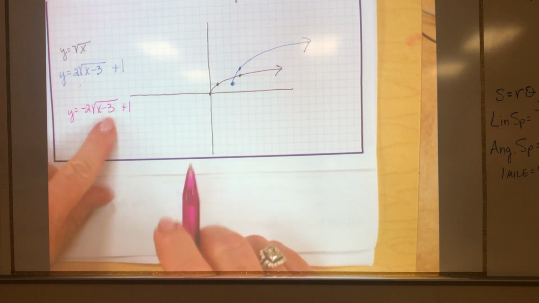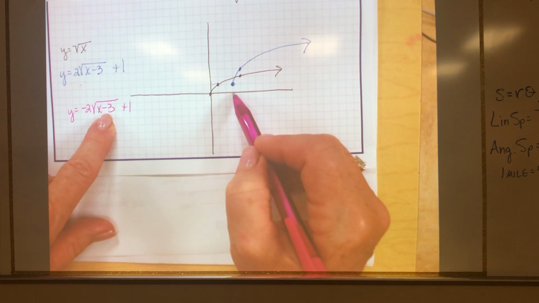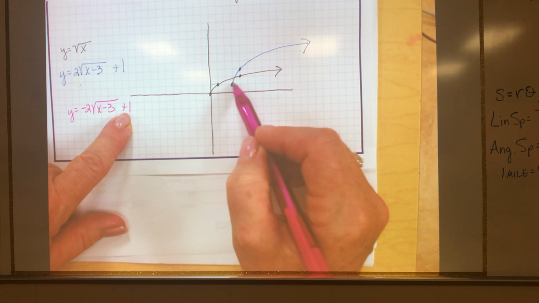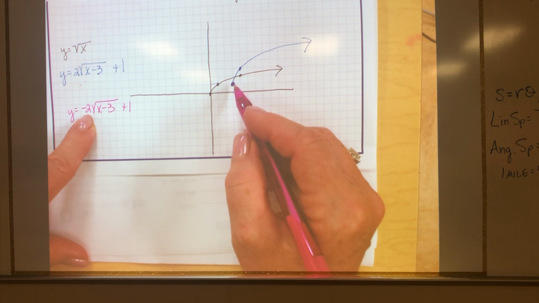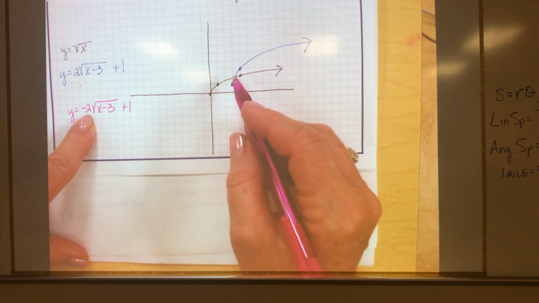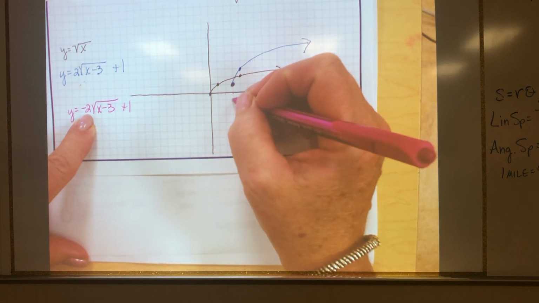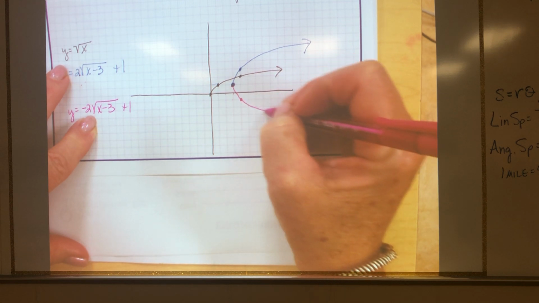So what is this -3 going to do to him? Moves to the right 3. 1, 2, 3. What is this +1 going to do to him? Up 1. So this is his starting point. His slope is -2. It's not really a slope. How many times can I use it? One time. You use it more than once and you're wrong. So I can go down 2 and to the right 1. And here is my graph of the pink.